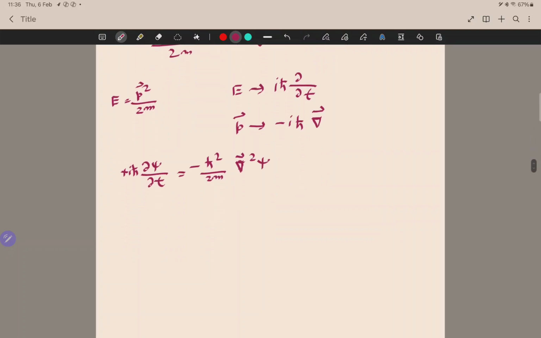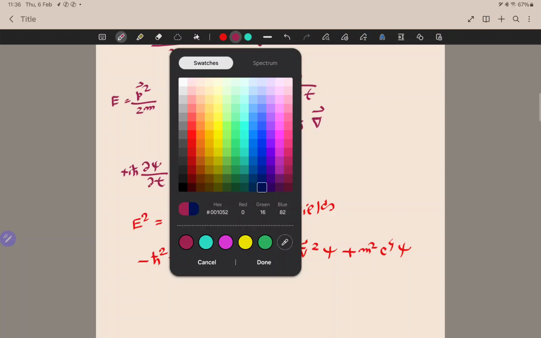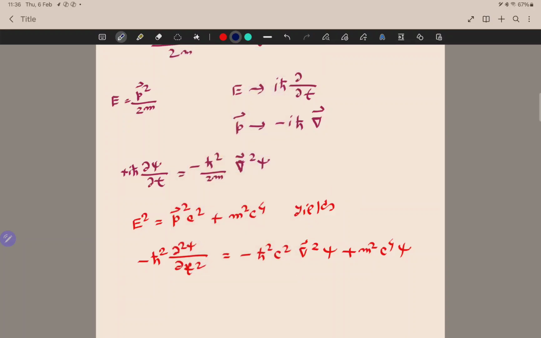and the relativistic equation is E square equal to p square c square plus m square c to the power 4. Else we can substitute E and p, so we have minus ħ square ∂²ψ/∂t² equal to minus ħ square c square Laplacian ψ plus m square c to the power 4 ψ. This is equation 1.